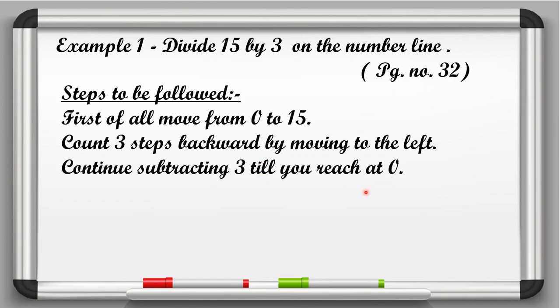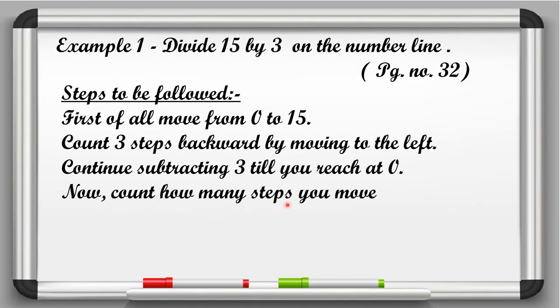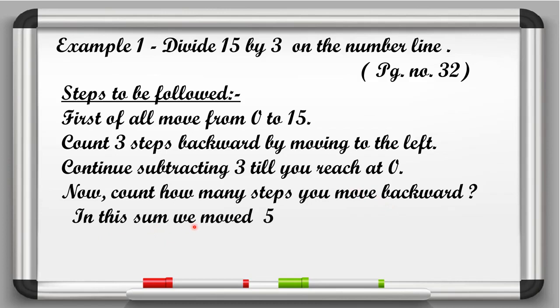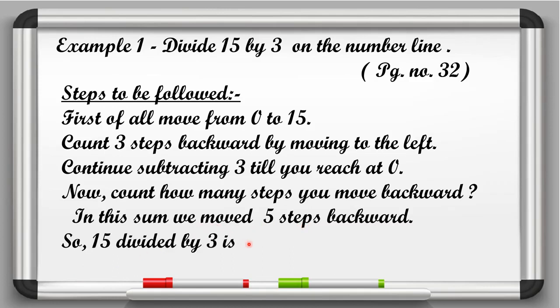Okay, after that, now count how many steps you move backward. ठीक है, फिर आपने count करना है कि आपने कितने steps backward लिए. And in this sum, we moved 5 steps backward. Okay, so we can say that 15 divided by 3 is equal to 5. Understood, beta? Now we will do sums of page number 32.